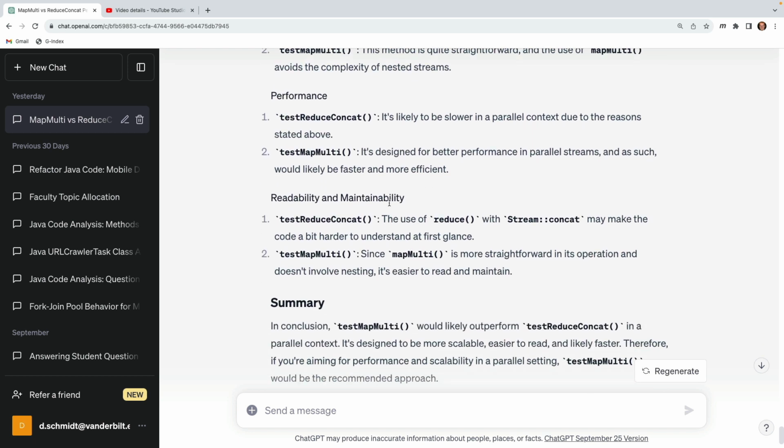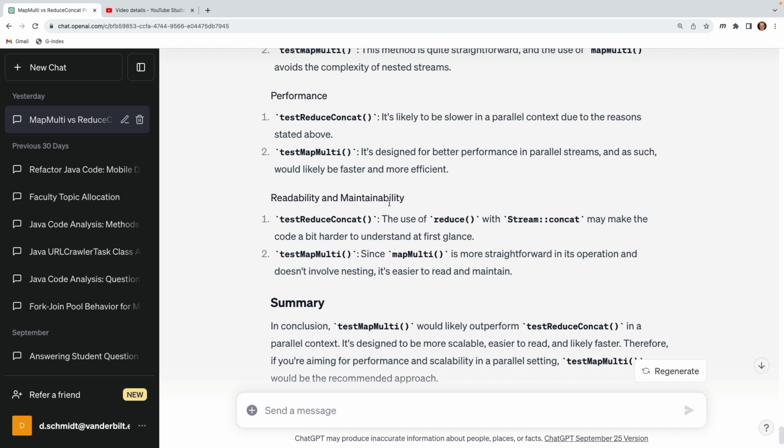It says, for testReducedConcat, the use of reduce with stream concat may make the code a bit harder. It may be a bit slower in a parallel context due to the reasons stated above, which is correct when we run the benchmarks. And testMapMulti is designed for better performance in parallel streams and would likely be faster and more efficient. So that was very insightful.